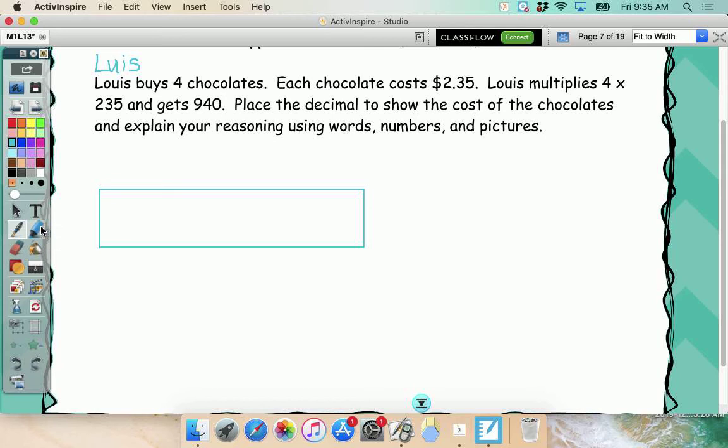So here's my problem. I'm going to do $2.35 times 4. And if you can't see, Jaden, you can move over to the other stool because I know I'm going to be in your way. All right, so I'm going to put the 4 on the side of this area model. And how many digits are in $2.35? 3.